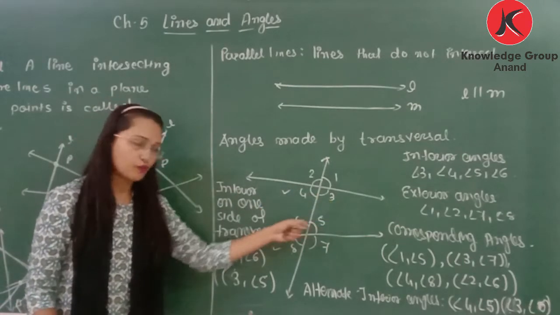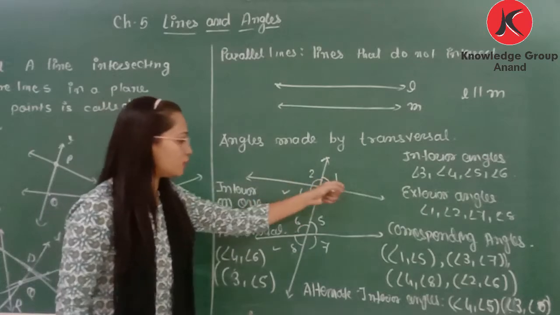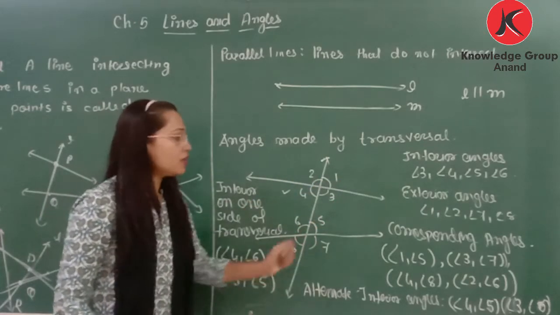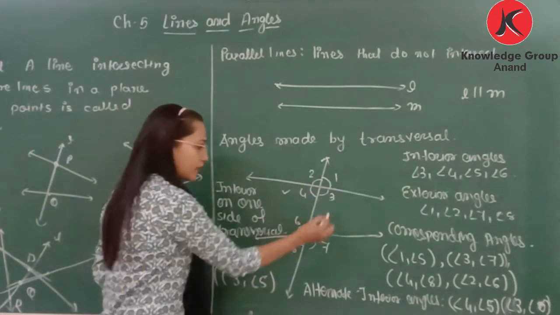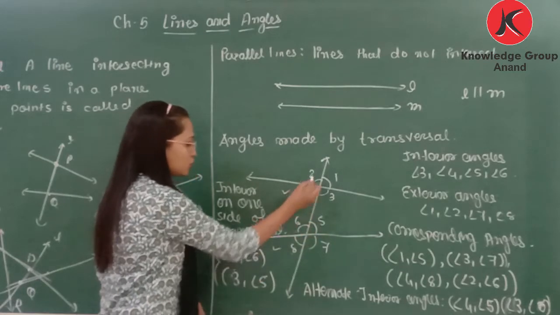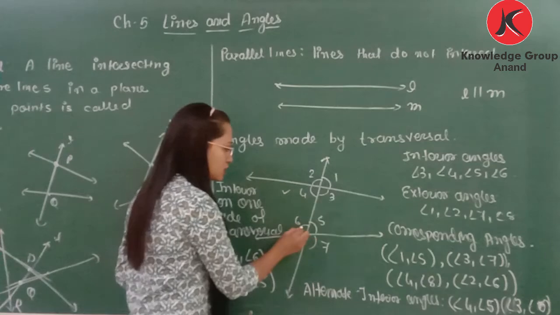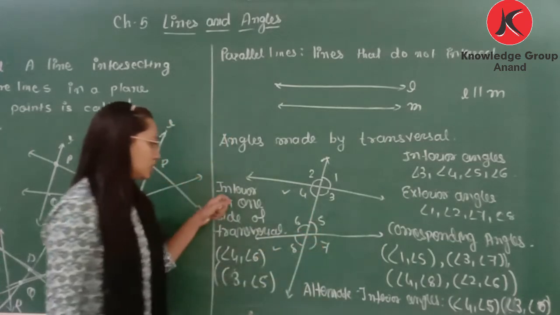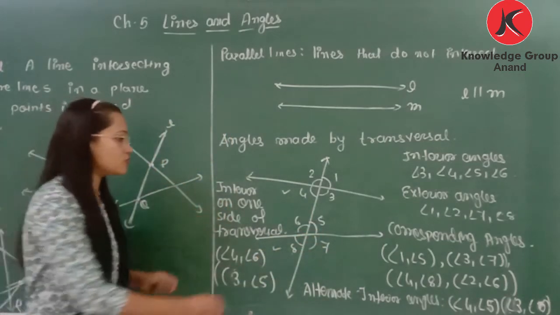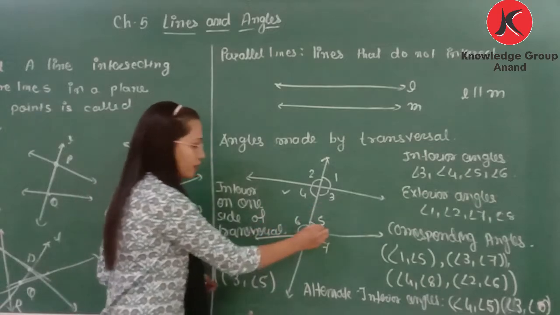Interior angles are 3, 4, 5, 6; exterior angles are 1, 2, 8, 7. Now corresponding angles are 1 and 5, 3 and 7, 2 and 6, 4 and 8. Alternate interior angles are 3 and 6, 4 and 5. And interior angles on one side of the transversal are 4 and 6, 3 and 5.